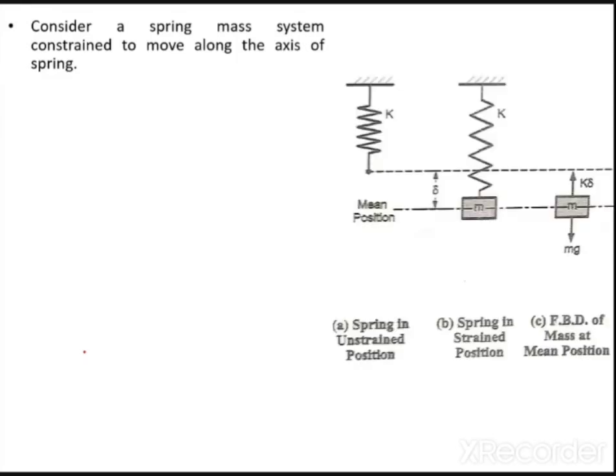Consider the spring mass system constrained to move along the axis of the spring. Now first of all, try to understand that this is a simple spring, right? This is a simple spring. Simple spring means a spring in an unstrained position. Spring in an unstrained position means what? There is no load on the spring.